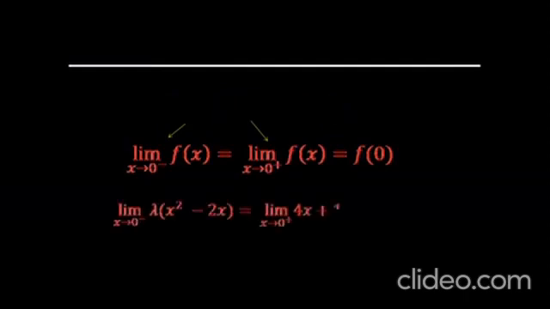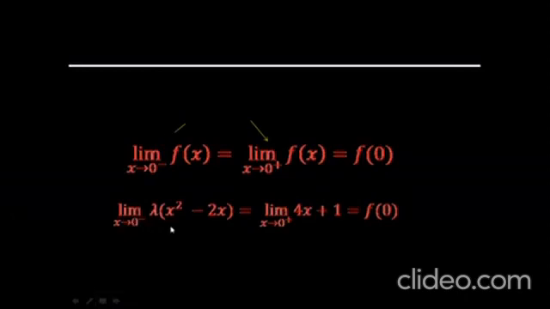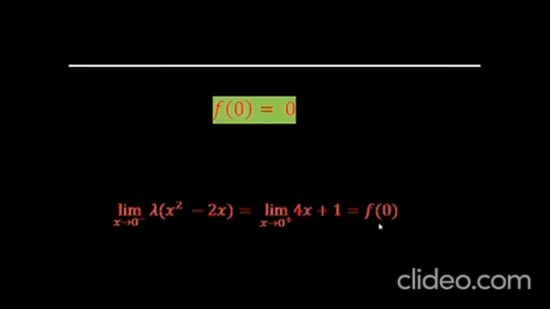If we are writing the limit x tends to 0 minus f(x), it means this is equal to the limit x tends to 0 minus lambda into x square minus 2x. So now we have to write the right hand limit value. At the right hand limit, the value of the function becomes 4x plus 1. And this is equal to f(0).